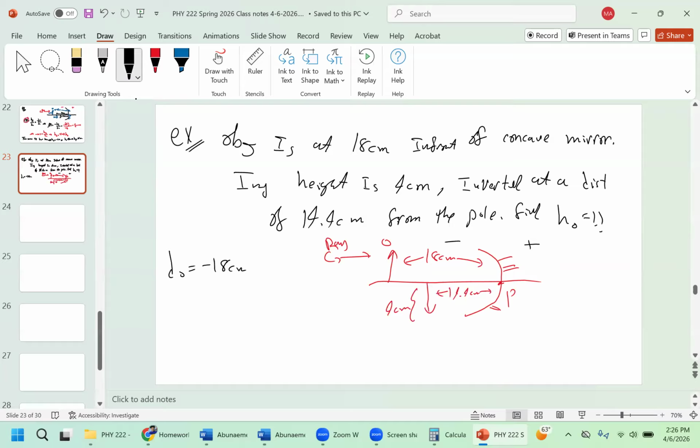My bad. Your distance of the image is minus 14.4 centimeters. And your height of the image is going to be minus 4 centimeters because it's inverted. You're looking for the height of the object. I got 5 centimeters. Would that be right? Yeah, that sounds right. Let me just check. Okay. So you have the image distance over the object distance, 14.4 over 18. Yeah, so the magnification. Okay, correct again.